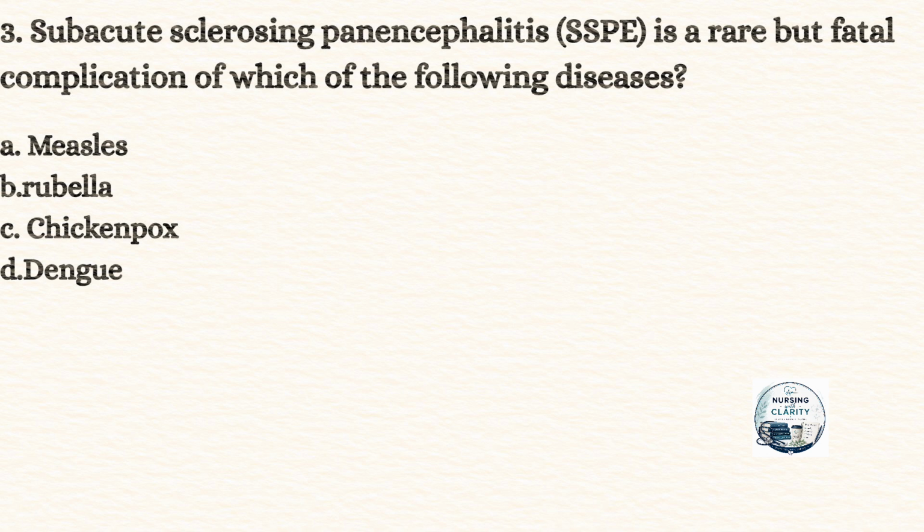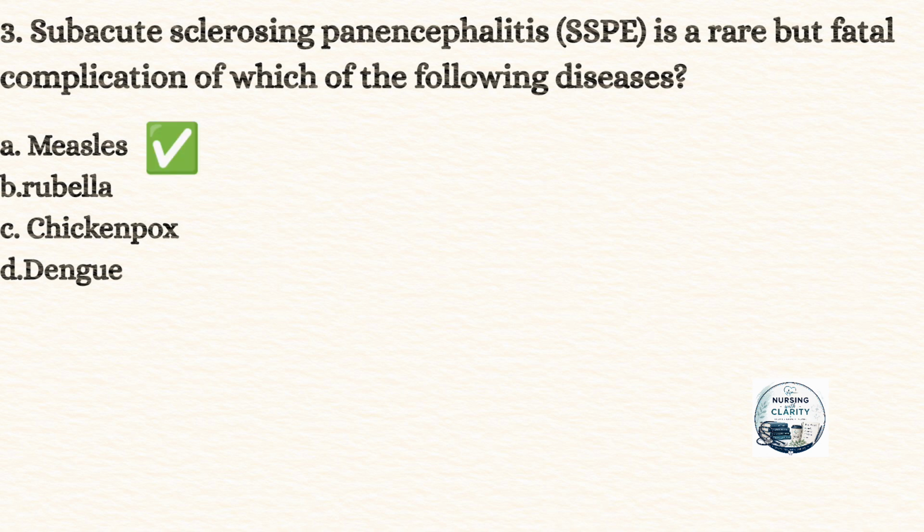Question number 3. Subacute sclerosing panencephalitis is a rare but fatal complication of which of the following diseases? A. Measles, B. Rubella, C. Chickenpox, D. Dengue. The correct answer is A.